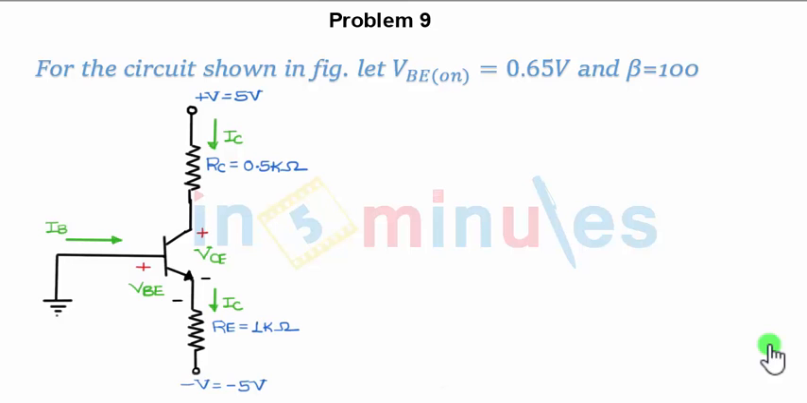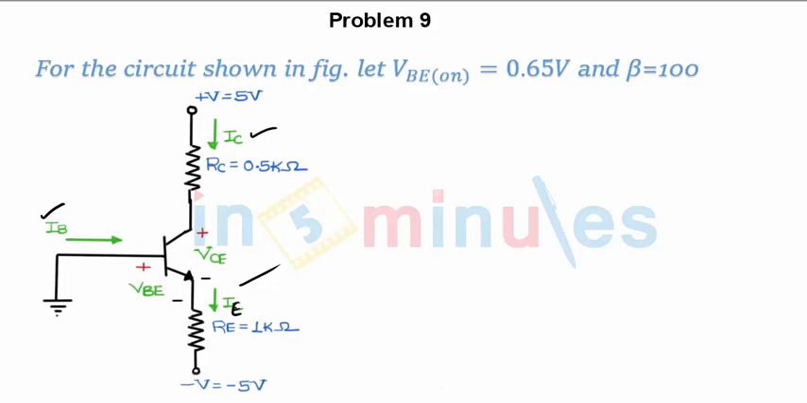Next question is to find the values of the currents given in the question, that is IB, IC and IE. This is the current IE. You need to find the value of all the three currents and the region of operation of the given transistor.